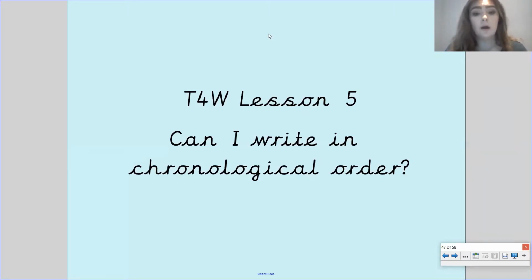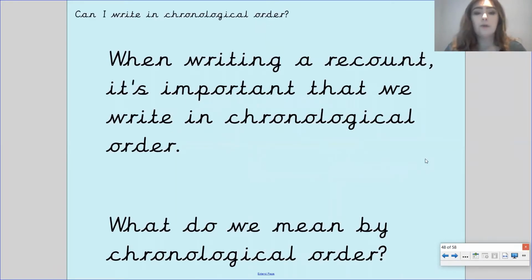So welcome to our fifth and final Talk for Writing lesson this week. And our learning objective for this lesson is, can I write in chronological order? So when writing a recount, it's important that we write in chronological order. But what do we mean by chronological order?